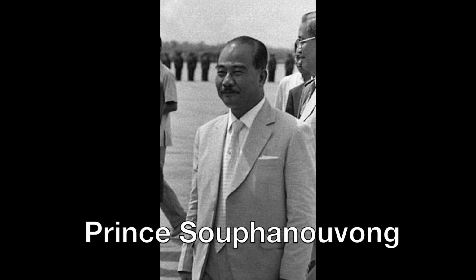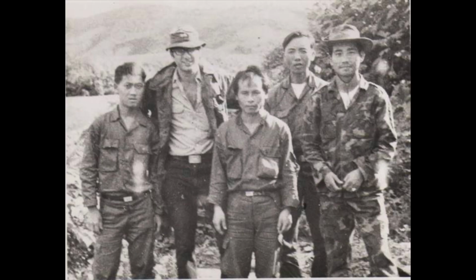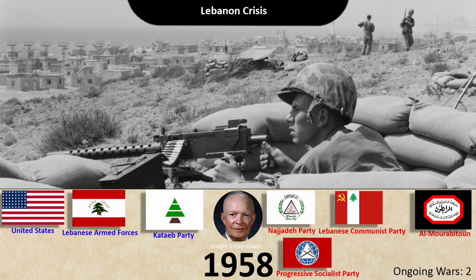I'm South and Alvong. There was a huge power struggle, and there were even claims that the United States Central Intelligence Agency had a hand in some of the fighting that was going on in the Laotian Civil War. About 5 years later, in 1958, we get the Lebanon crisis.